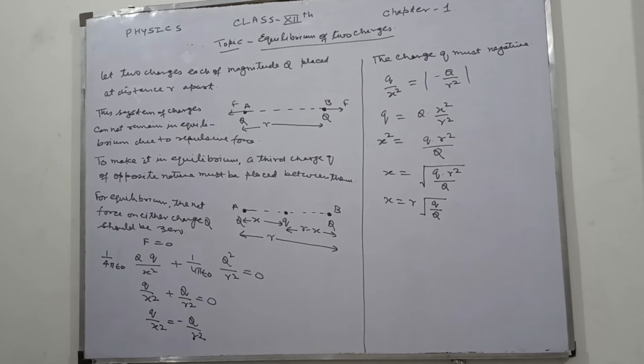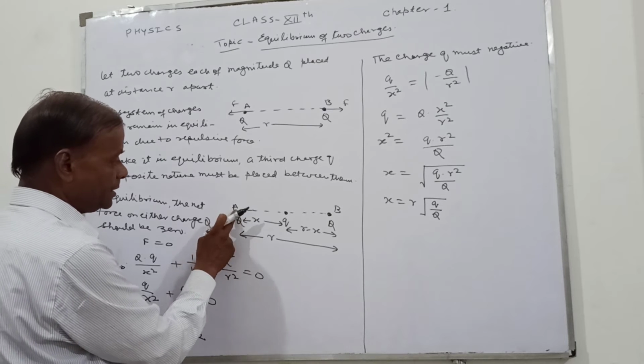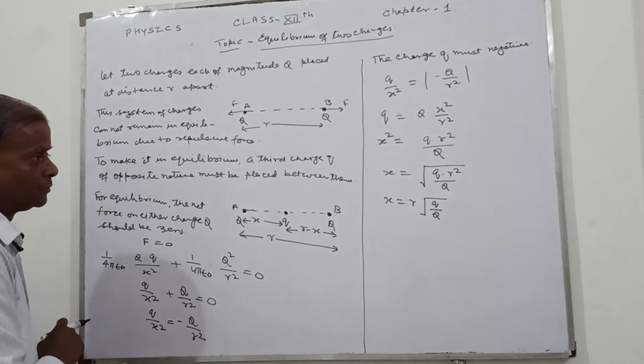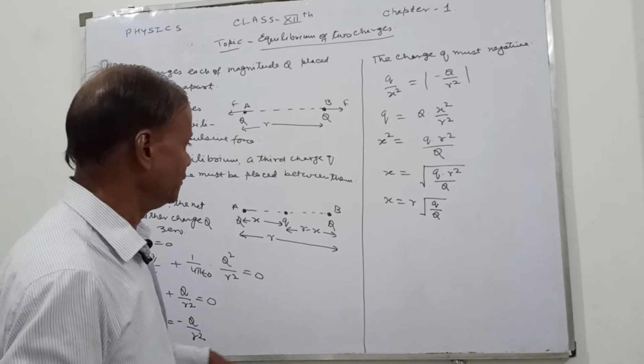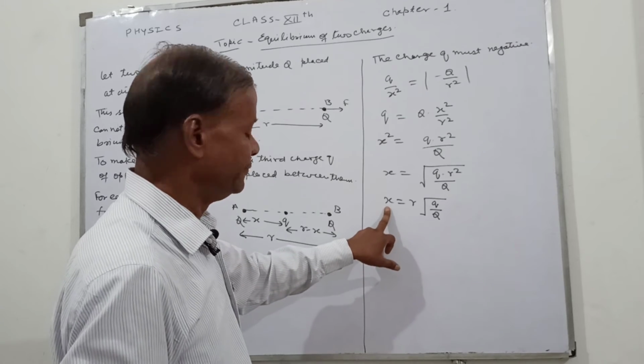So this will give you the distance from this point A, that this charge should be placed at this point. So if you are given the value of this q and this one, then you can find the value of x.